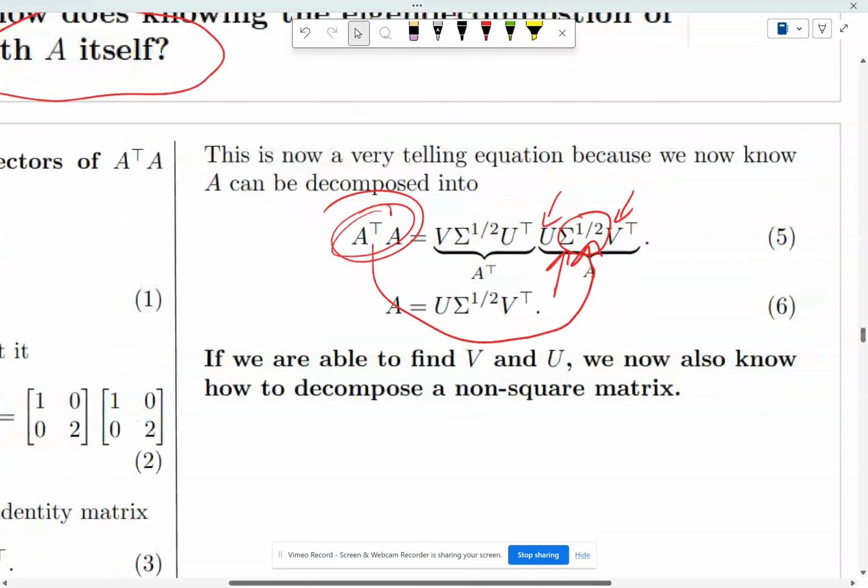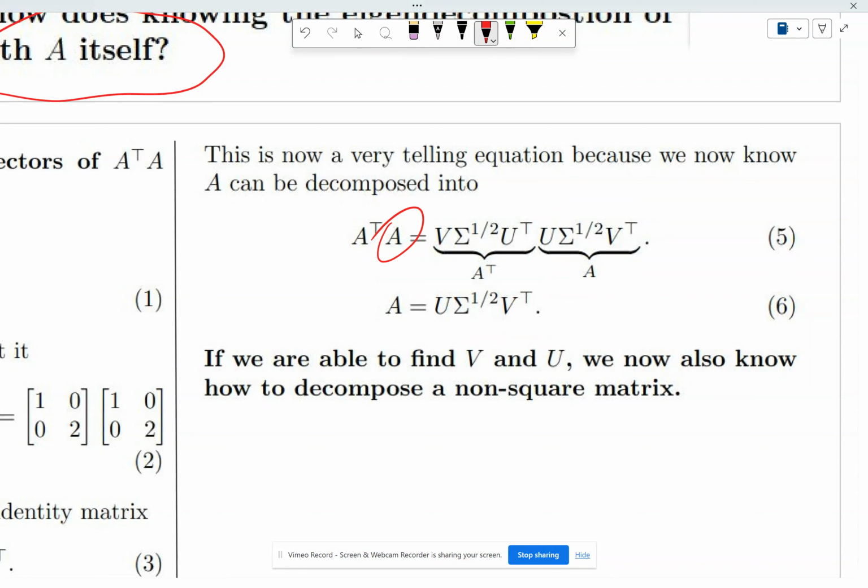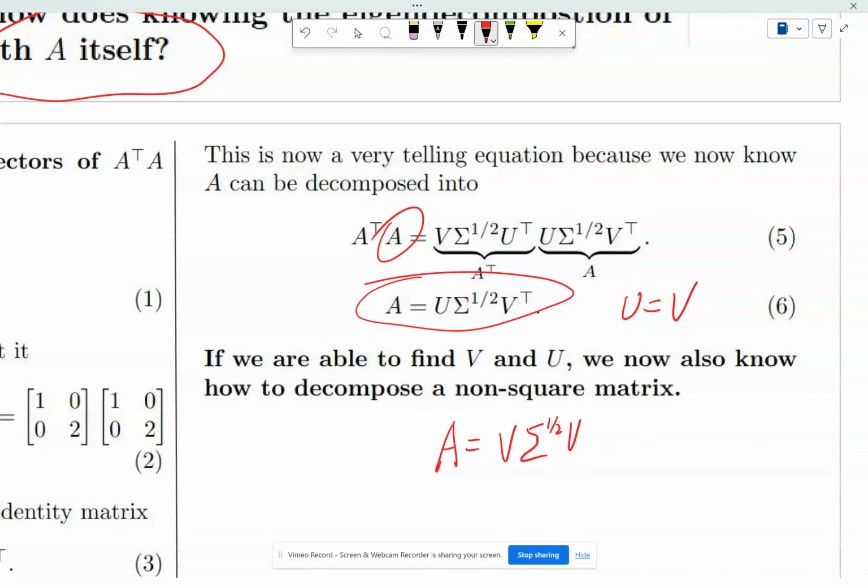Therefore, it doesn't matter what shape A is. A doesn't have to be symmetric. It can always be decomposed into these three matrices. Now, if A happens to be symmetric, then U will equal V, and you're going to end up with V sigma 1/2 V transpose, where sigma is just going to be the same. So actually, this will still be 1/2.